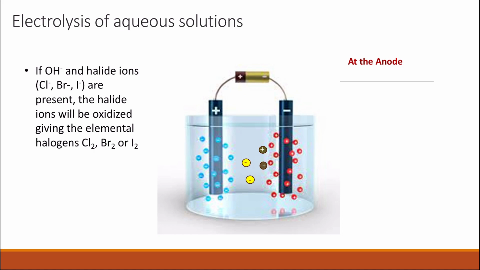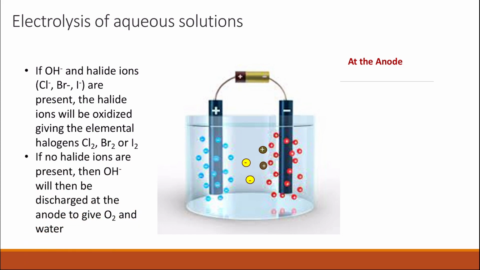If we have any other anion other than the halide, like sulfate, nitrate, any other anion, when they compete with the hydroxide, the hydroxide is actually the one that is going to be oxidized at the anode. And as the hydroxide is oxidized, it will give oxygen and water. So if you have anything else other than halides, then oxygen and water will be produced at the anode.